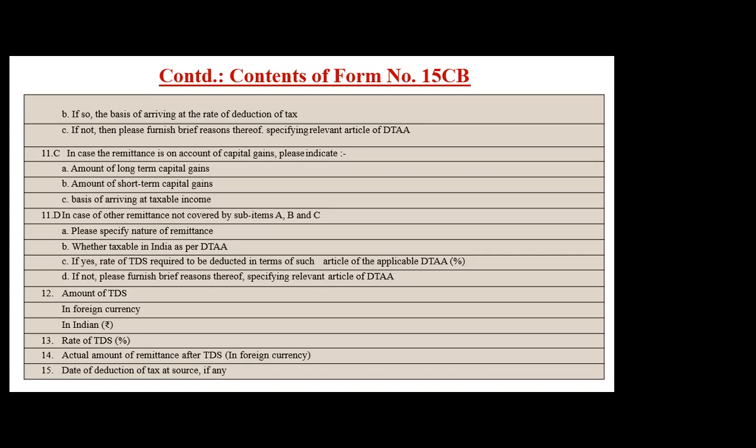Then the rate of TDS, it's again a drop down rate of TDS. Then, whichever is more beneficial out of the 2, which we have already decided, income tax or the DTAA, that rate will come here. On the basis of that, amount of remittance, next column will come. Only foreign currency, mind you, in point 14, amount of remittance after TDS will only be of foreign currency. It will not be of Indian currency. Be careful on that amount.